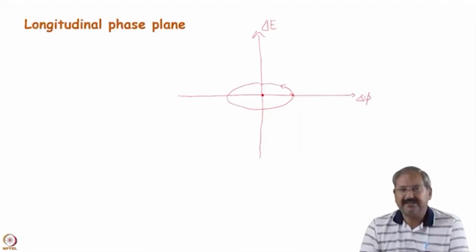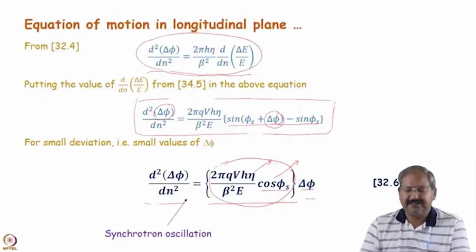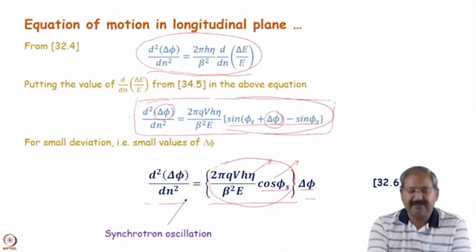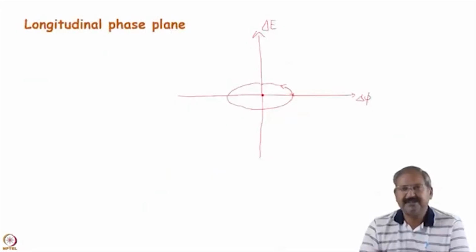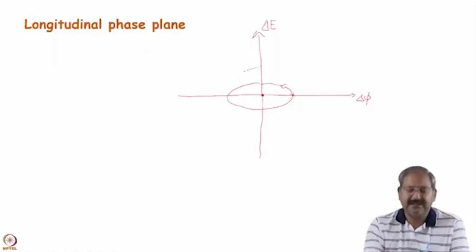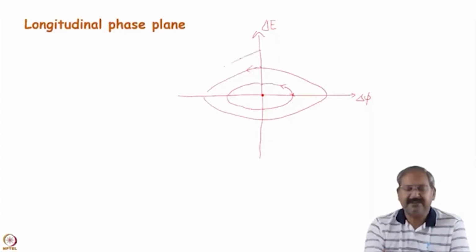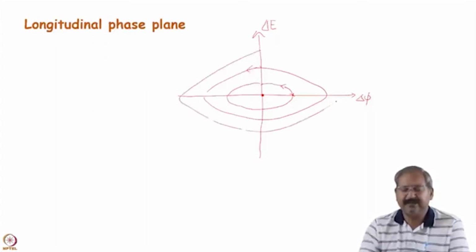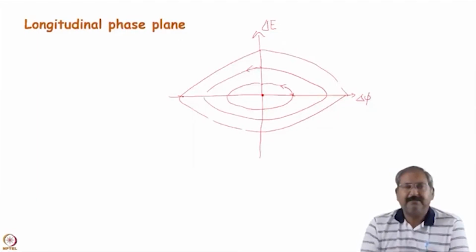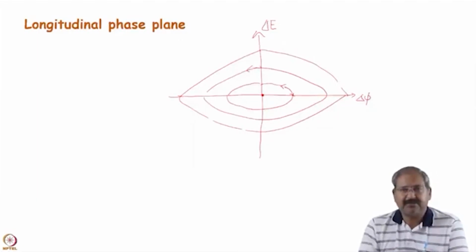However, you can see that if delta phi is large, the equation is no longer linear. It is a non-linear equation if delta phi is large. So it means if delta phi is large, this ellipse will be distorted, like this. Even if we make delta phi larger, it will distort more, and like this.